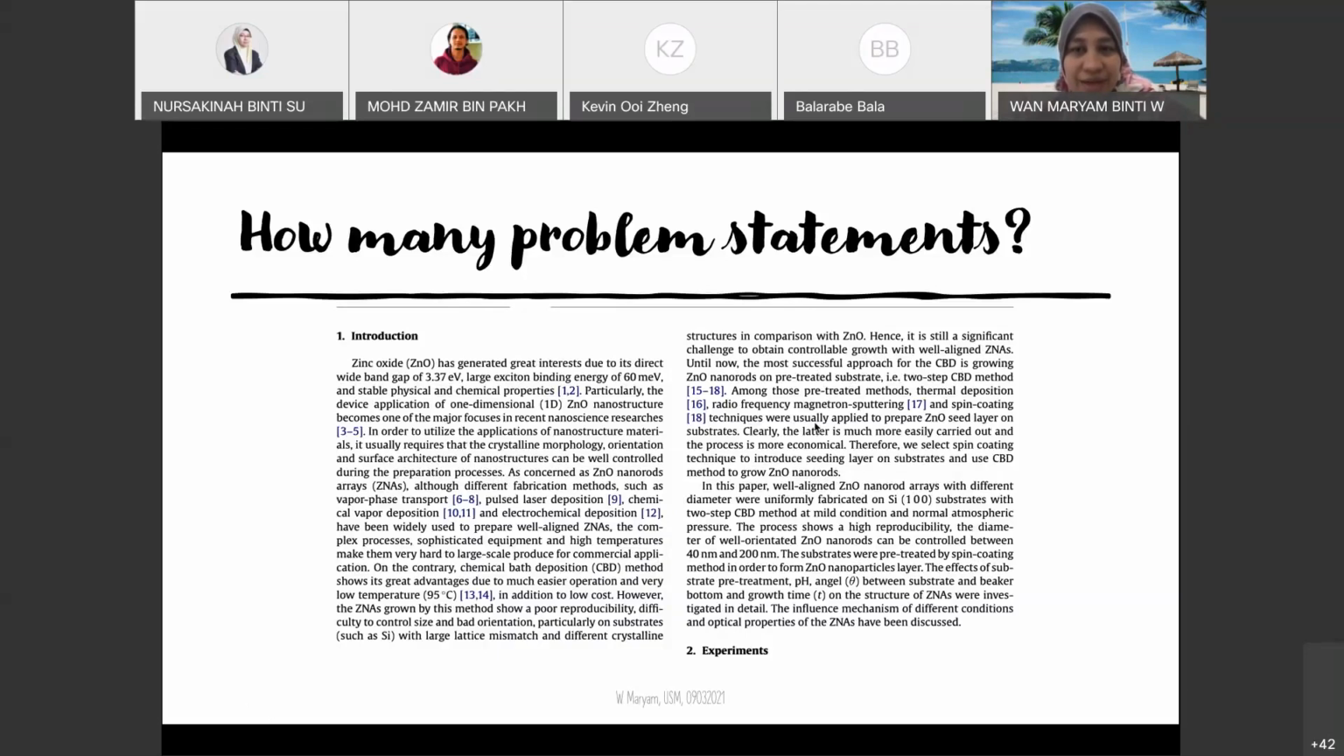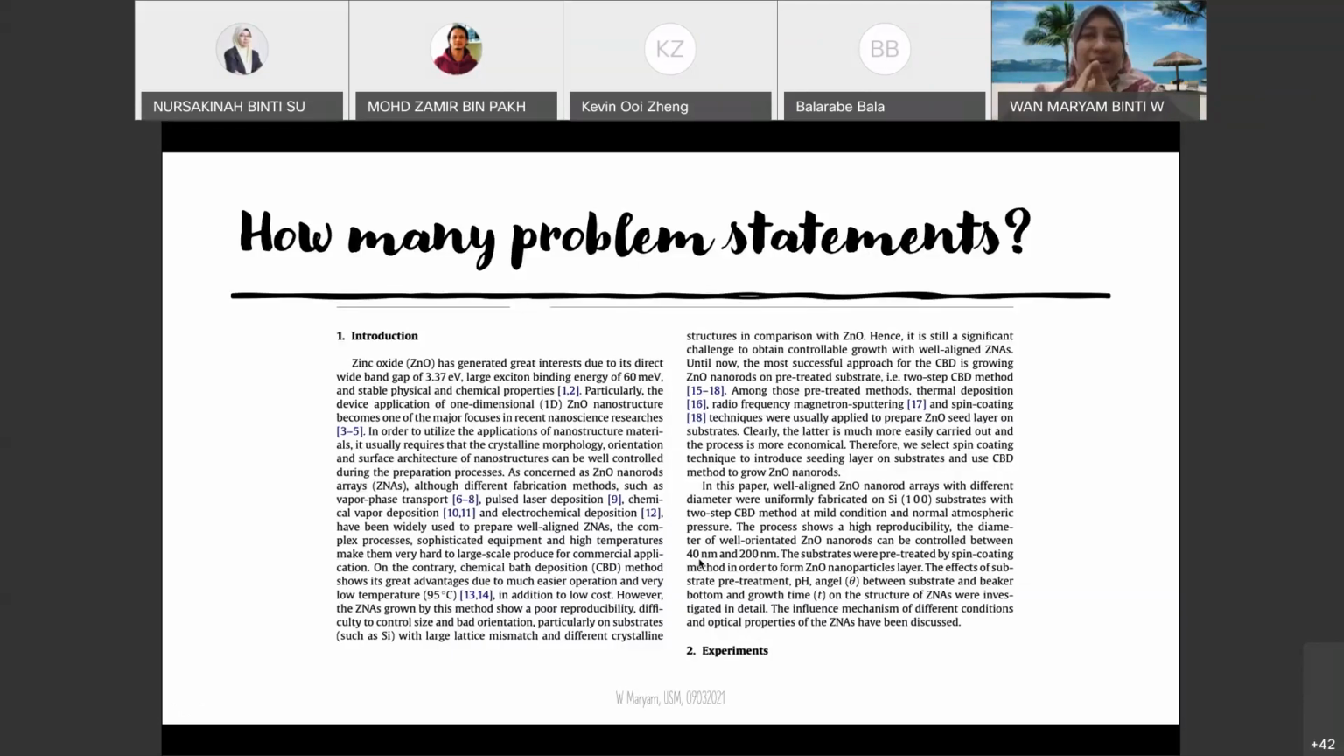Okay, right? Now, some other pre-treated methods, you can use different things here. Okay, but the most easily carried out would be spin coating, according to them. Okay, because this is more economical. So therefore, they select spin coating technique to produce the layer. Okay, right? So they have here 3 issues that they want to overcome. So you need to have a clear problem statement, just like Dr. Zamir mentioned, in order to avoid rejection.